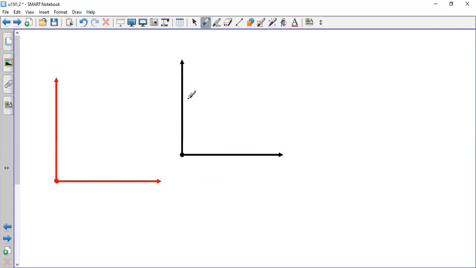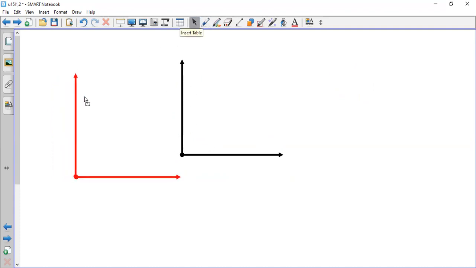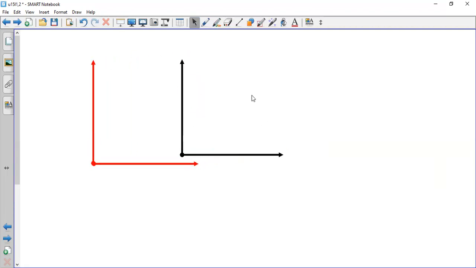Let's compare this. I have my right angle here in red. I will put a side on a side and a vertex on the vertex, and I will compare. They exactly fit each other. So my angle here is exactly a right angle.